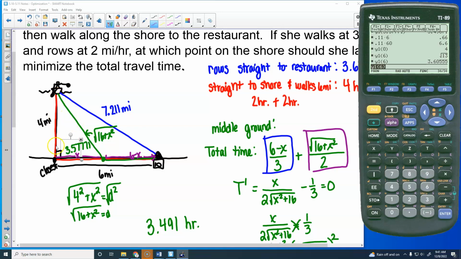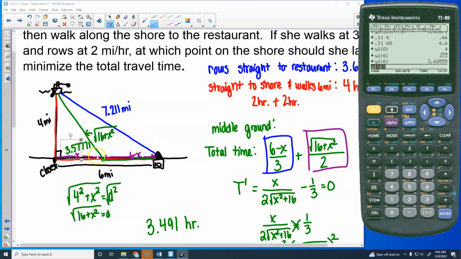So 0 would mean X is 0. So that would mean that she goes to this point. So that distance from the point is 0. If X is 6, that means she doesn't. The X is all the way over here at the restaurant. So she would go straight to the restaurant.